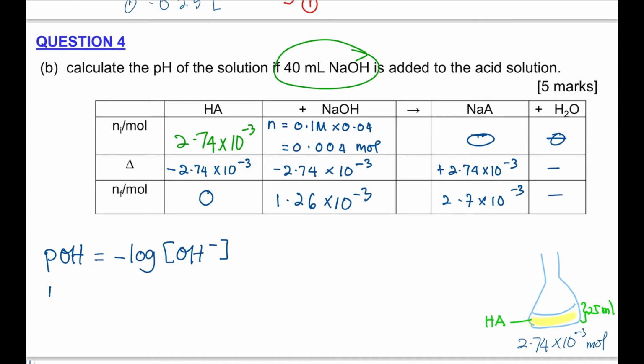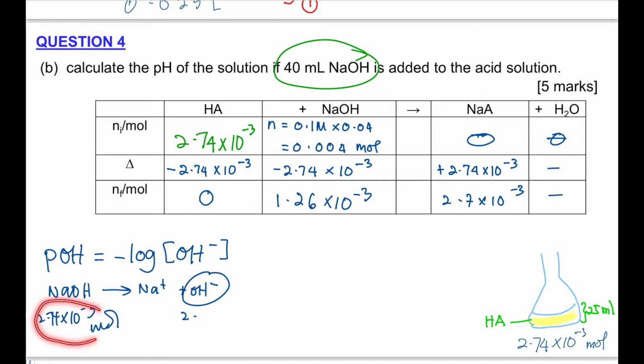Our sodium hydroxide is a strong base. It dissociates completely to form Na plus and OH minus. Then the number of moles of sodium hydroxide is 2.74 exponent negative 3 mole, and the number of moles of hydroxide will be the same, meaning that 1 mole of sodium hydroxide produces 1 mole of hydroxide ion. We have 2.74 exponent negative 3 mole of this one.